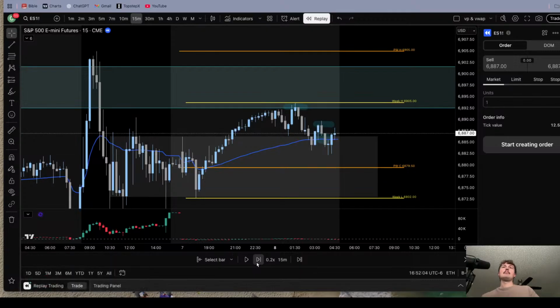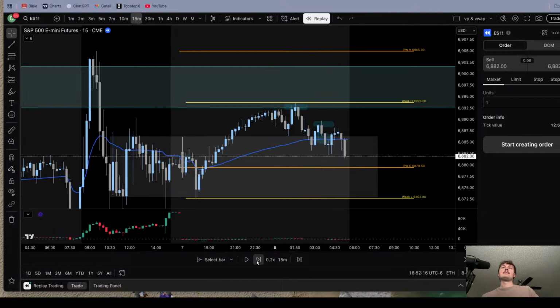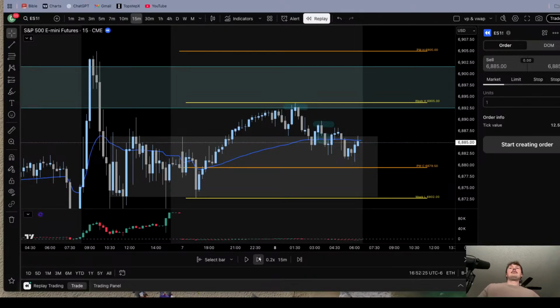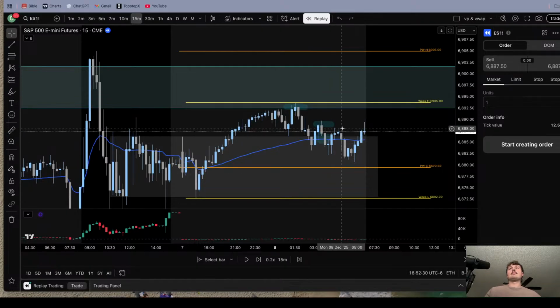We got back above VWAP. If it can break this high, we might be in for another long situation. Nope. See, look at that. What time is it? It's 6 a.m. Back at VWAP. Oh, we just broke that. We just broke this lower high. So that's a bullish indication. Let's see what market does from here.